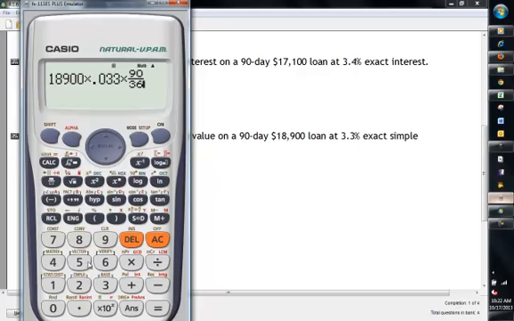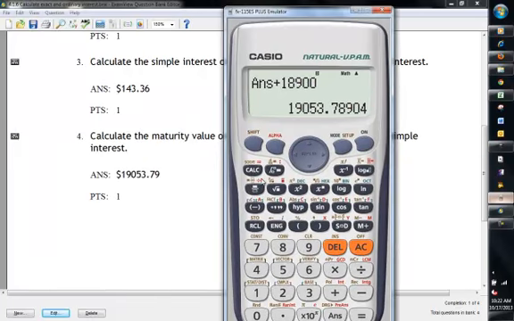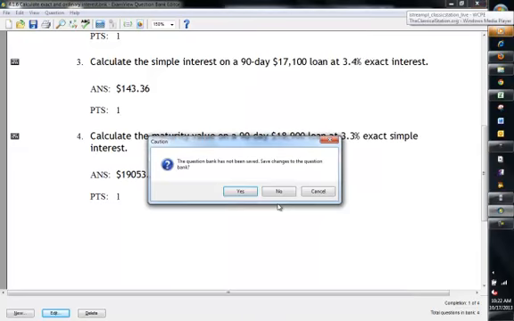So 18,900, oops, one too many zeros, times rate, 0.033, times time, which is 90, over, since it's exact, we would say 365, and we get that much interest. Add in the principal, 18,900, to get the maturity value of $19,053.79.